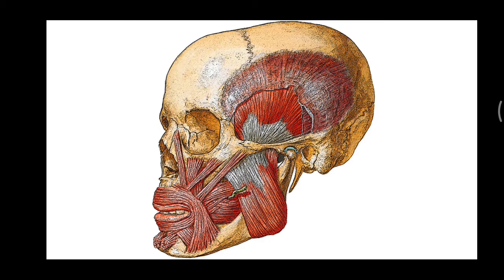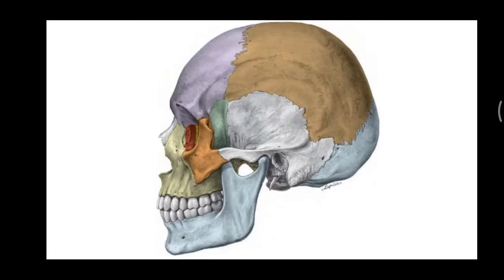All the layers are blended in front. Now we are going to see the attachments of the masseter. The superficial layer takes origin from the anterior 2/3 of the lower border of the zygomatic arch and the adjoining region of the zygomatic process of the maxilla. The fibers pass downward and backward at an angle of 45 degrees and are inserted into the lower and posterior part of the outer surface of ramus of mandible.